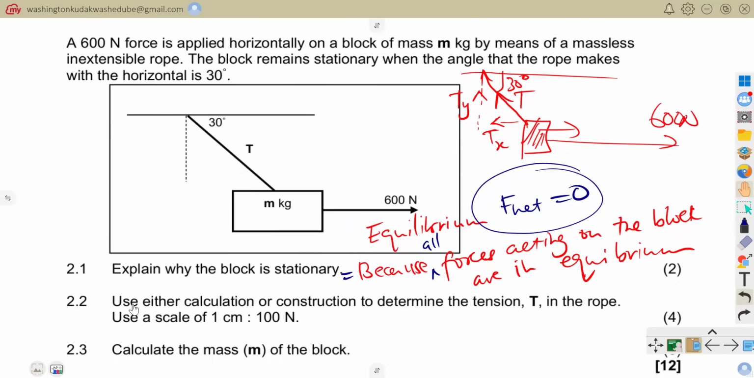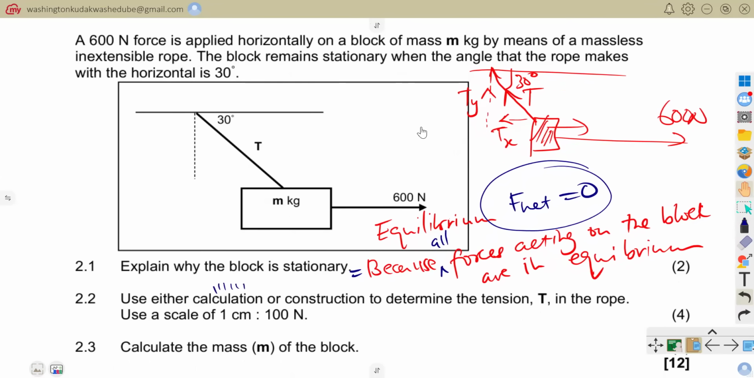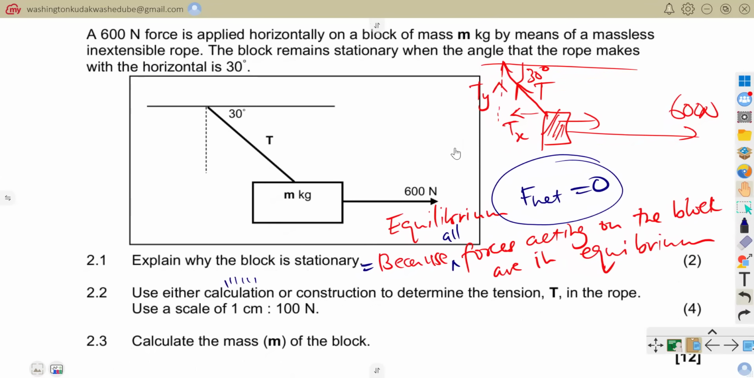Now they are saying use either calculation or construction to determine the tension T in the rope. Use a scale of 1 centimeter to 100 newtons. Okay. I'm not going to draw, but instead I'm going to use calculation. That is the easiest that you can adopt, because at some point when it comes to drawing, some people might get vexed there. So let's use calculation. What is the magnitude of our tension?